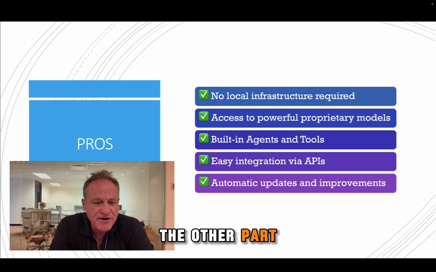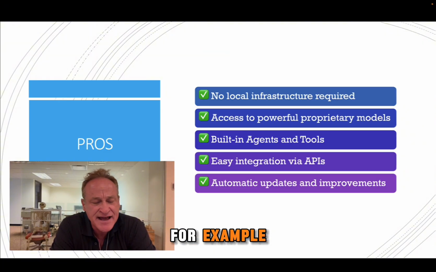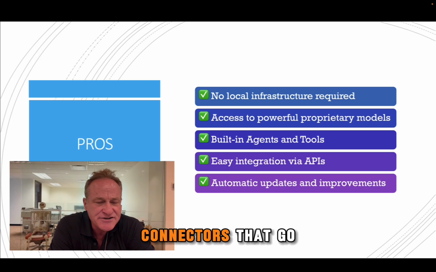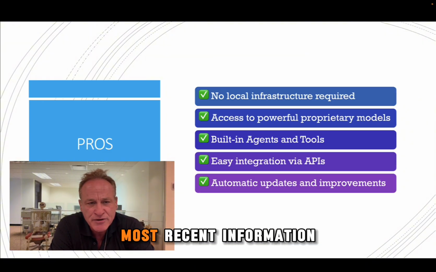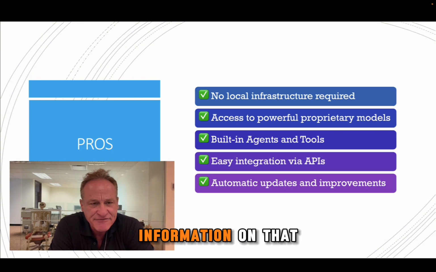Now, the other part of this is you have access to the proprietary tools, the agents and the tools. So for example, ChatGPT 4.0 is really an agent wrapped around a model. So everything with ChatGPT 4.0 uses agents. So when you ask it something, you don't have to worry about whether or not the model was trained recently, because it's got agents and tools and connectors that go out, scan the web, and look for the most recent information. So if you ask ChatGPT 4.0 for something very recent, it's going to know that this is a recent topic, and it's going to use a tool. It's going to go out and look on the web and get information on that.